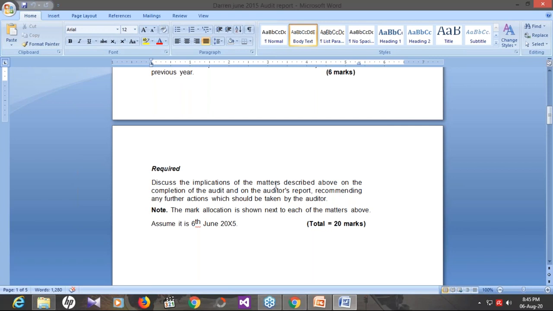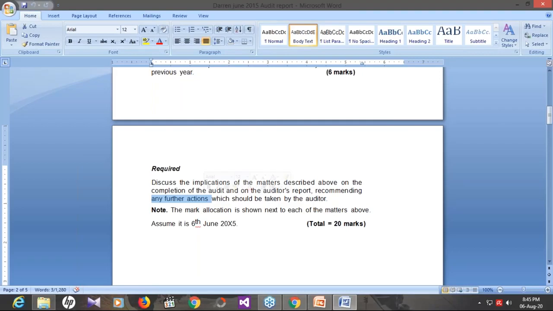So actually, you are required to explain three things. First of all, the implication of the matter. Second, impact on the audit report. Third, any further actions. So these are the three sub requirements of this main requirement.